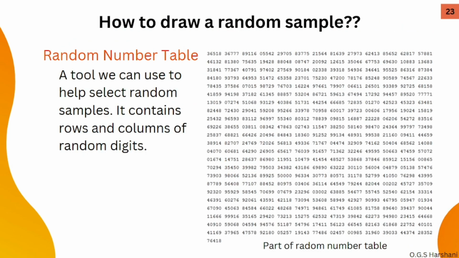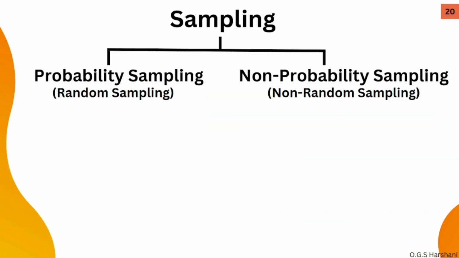How to draw a random sample? Using a random number table. Have you ever heard of a random number table? A random number table is a tool we can use to help select a random sample. It contains rows and columns of random digits. You can see in this picture what the random number table looks like.